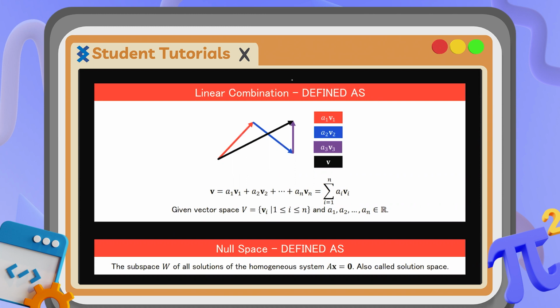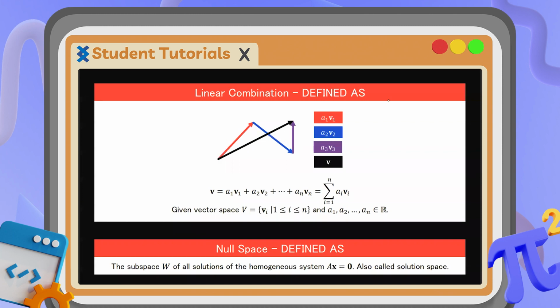As you can see in this diagram, we have different vectors of different lengths, magnitudes and directions, and when you add them together, it forms this vector v, which is basically, again, a combination of all the other vectors that are added to them.